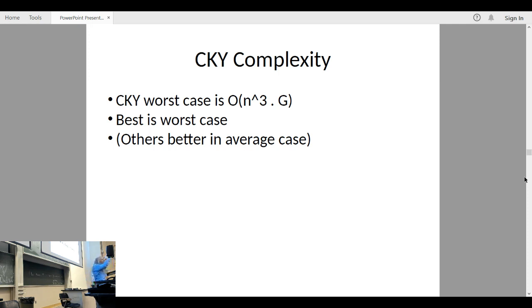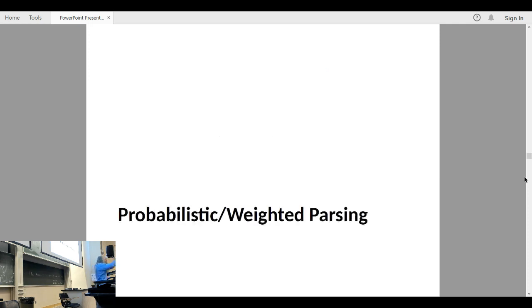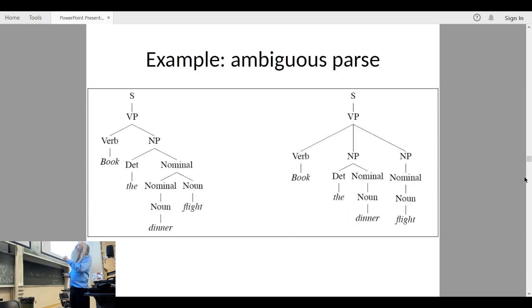So that's context-free grammar parsing, the CKY algorithm, but realistically nowadays we no longer do simple context-free grammar parsing. We at least do probabilistic context-free grammar parsing, where we actually want to care about the probabilistic chances of each of the rules, because they're not equal. Okay? So we only care about weighted parsing. Okay? So here we have a sentence, book the dinner flight, versus book the dinner flight.